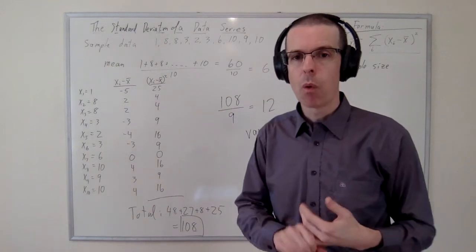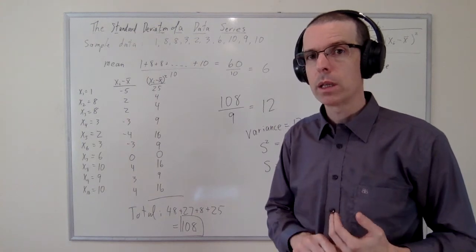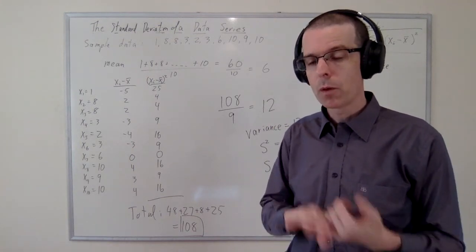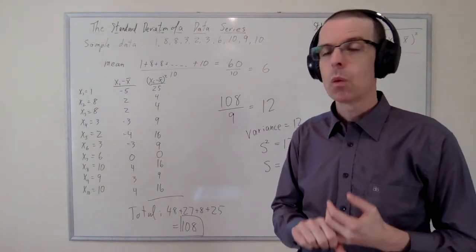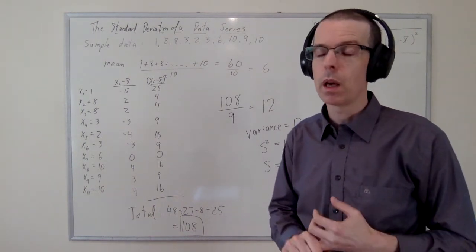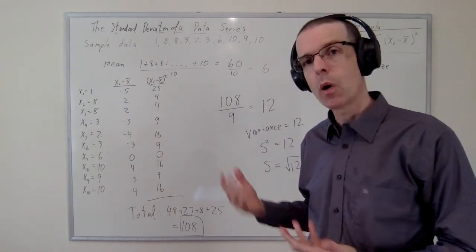So the two most important measurements about any quantitative variable are, first of all, its mean, what is the average, and second, its standard deviation, what is the typical variability above and below the mean. And now you know how to calculate both.